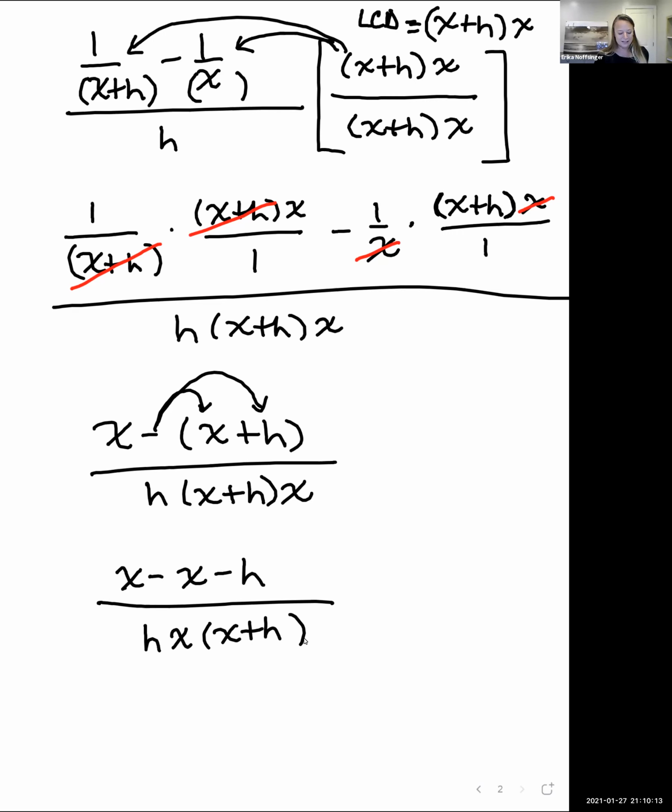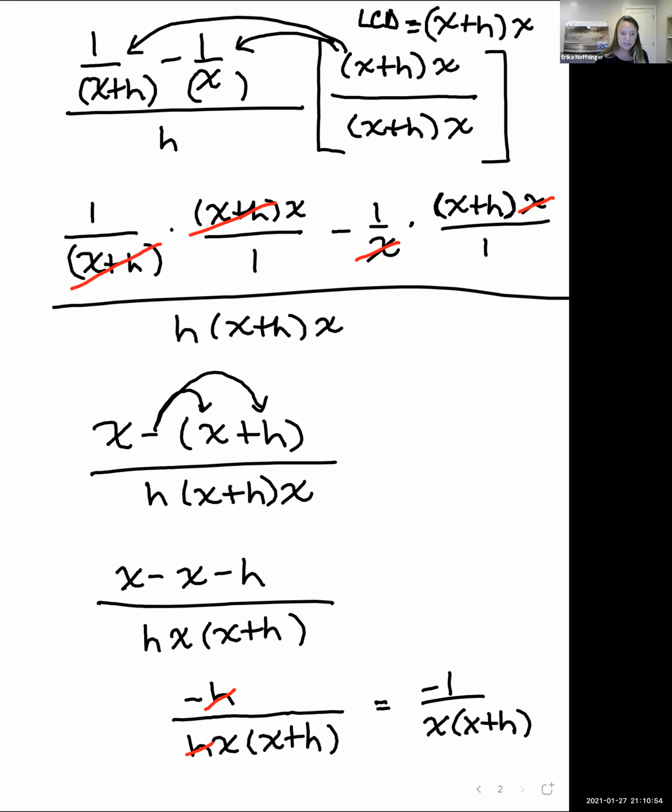Almost there. So notice the numerator, you can cancel the x's, x minus x is 0, so we have a negative h all over h times x times the quantity x plus h. And again, we have a common factor in the numerator and denominator, and so we can simplify a little further. We have an h in common, leaving us with just a negative 1 in the numerator all over x and x plus h.